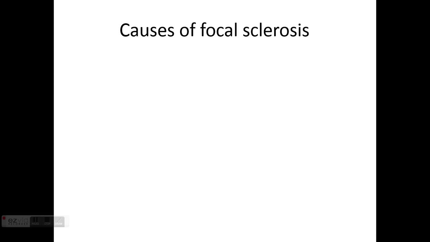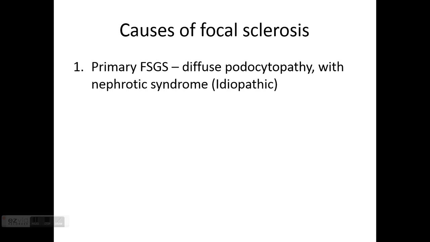So causes of focal sclerosis are many. I will start with primary FSGS, primary focal and segmental sclerosis, which is a diffuse podocytopathy that presents with nephrotic syndrome. It's idiopathic. We know that in at least some patients with primary FSGS, the disease is mediated by circulating factors, and we know that because when we transplant these people, they recur with nephrotic syndrome in a transplanted kidney. But that's just a subset of patients. In others, we don't even know what the possible mechanism is.